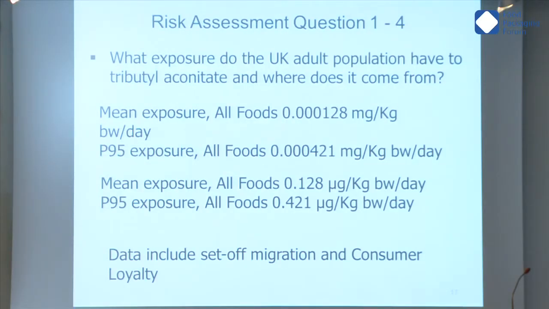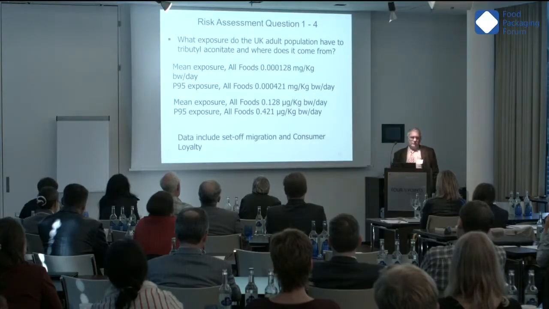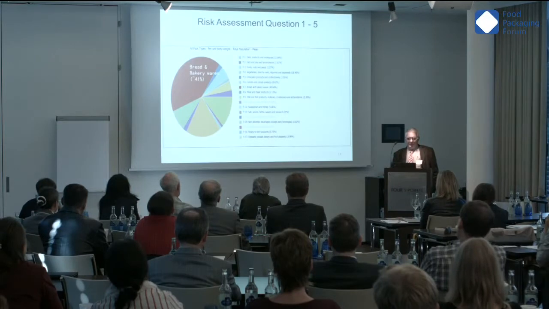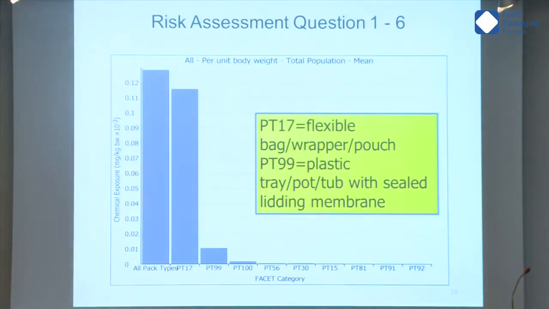So what is the actual exposure? We have the mean exposure and the 95th percentile exposure. We look at the 95th as representative of the high consumer. And we concluded the mean was 0.128 micrograms per person per day, and the 95th was 0.421. It included consumer loyalty and set-off. So we found that the biggest group for the exposure was bread and bakery wares, the flexible wrappers, and the plastic top.